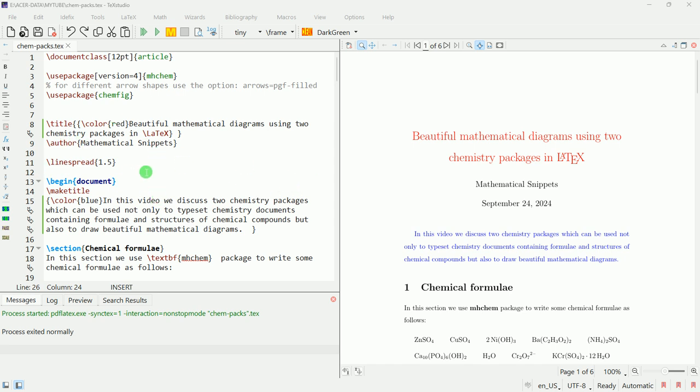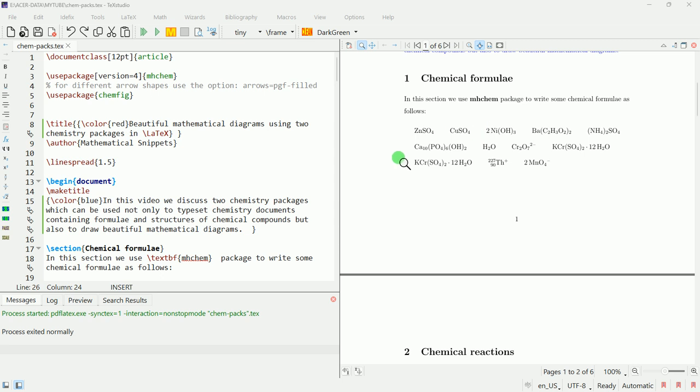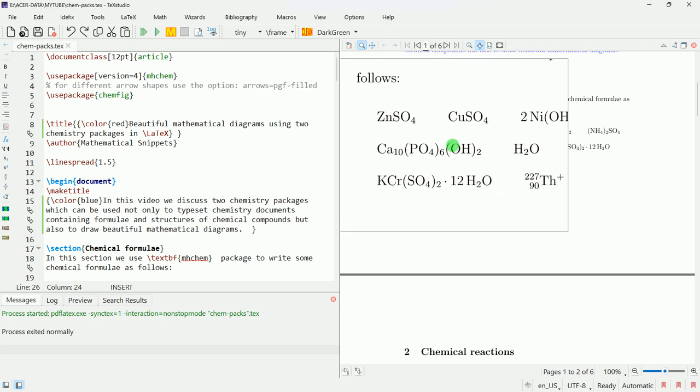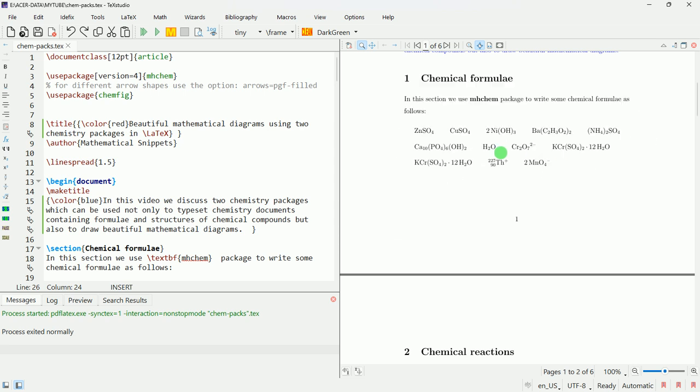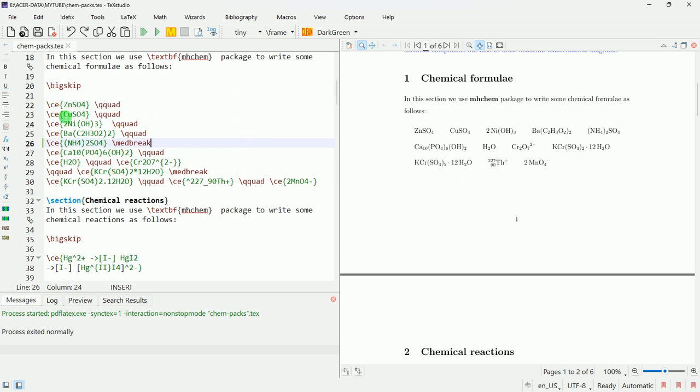So now let us straight away go to this type of chemical formulae. You see zinc sulfate, copper sulfate, all these things are written here, and you can see how it is written. Zinc sulfate. One thing you observed is that ZnSO4, everything is in the same line. No hook or underscore for subscript or superscript. This \ce command given by MHChem package is smart enough to understand what is subscript and what is not.